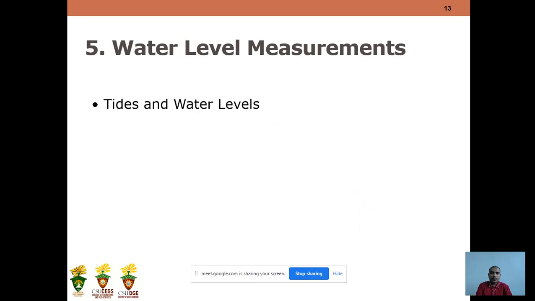So again, in water level measurements, we're going to discuss the tides and water levels, and the second one is the tidal measurement. If we know the causes and effects of tides on water levels, then we should also know how to measure the tides and how to predict them. There are also different websites we can use for predictions, usually used in disaster management operations of agencies. So we will discuss these parts.